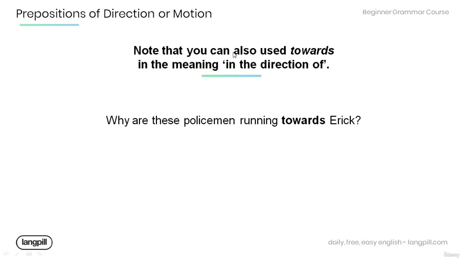Note that you can also use towards in the meaning in the direction of. Have a look at the example here. Why are these policemen running towards Eric? The preposition towards means in the direction of Eric.